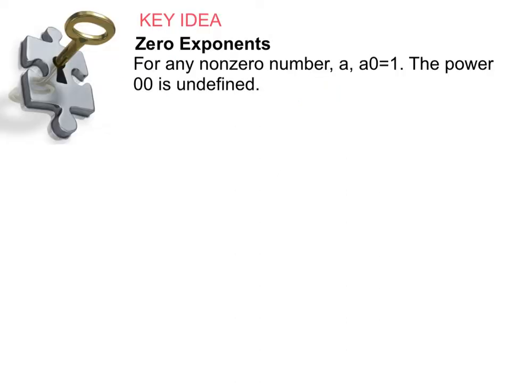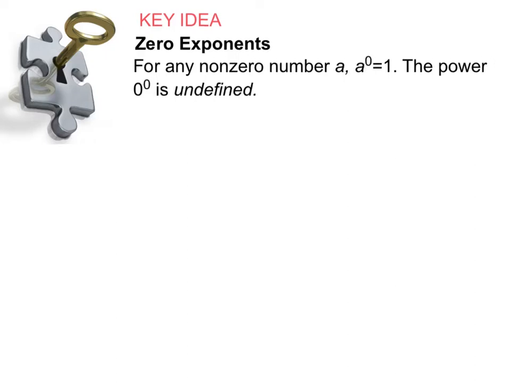Here's what it says. For any non-zero number a, a to the 0 power is equal to 1. So, for example, 4 to the power of 0 is 1. In algebraic terms, we'd say a to the 0 power is equal to 1. But a cannot be 0. So make sure you understand that the base cannot be 0.